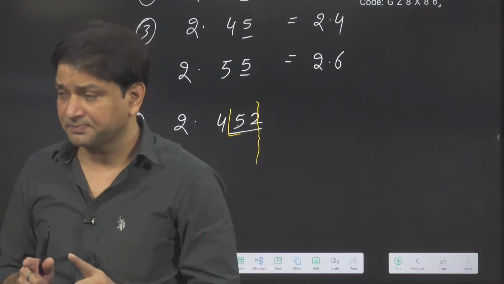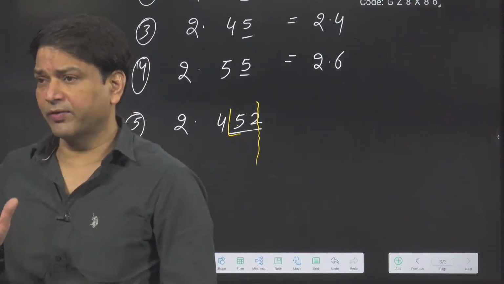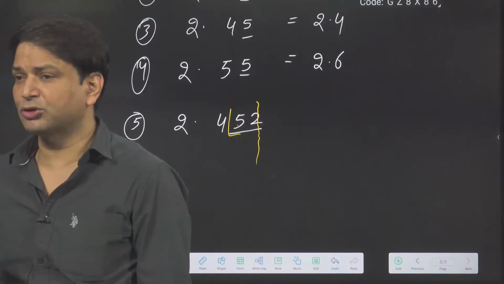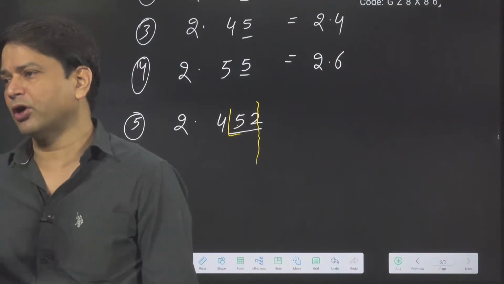Again I am repeating. Here 2.452. If I had given only 2.45, it means only one digit you have to drop, that is 5. Then you will check the preceding one.